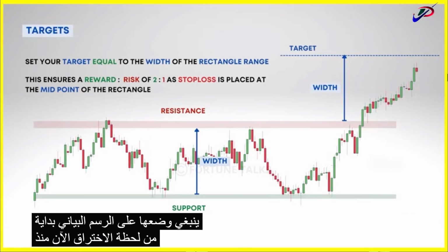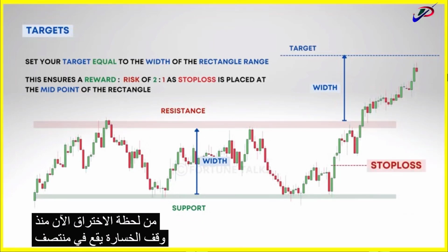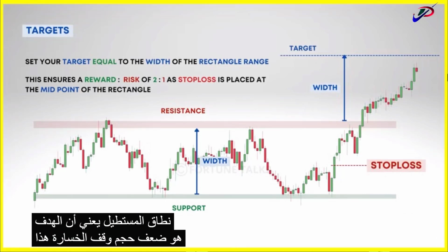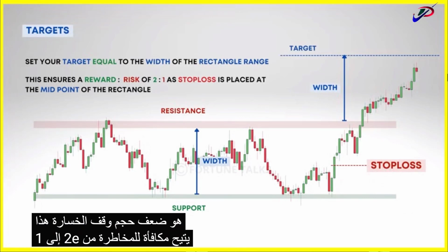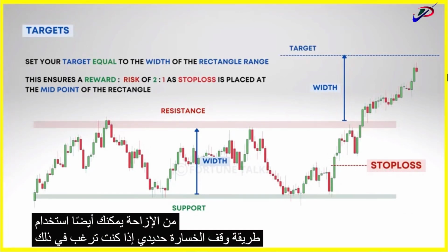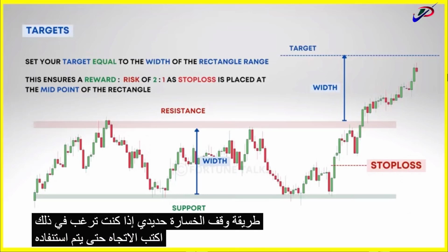Now, since the stop loss is at the midpoint of the rectangle range, it means that the target is twice the size of the stop loss. This enables a reward to risk of 2:1 from the offset. You can also use the trailing stop loss method if you want to ride the trend until it's exhausted.